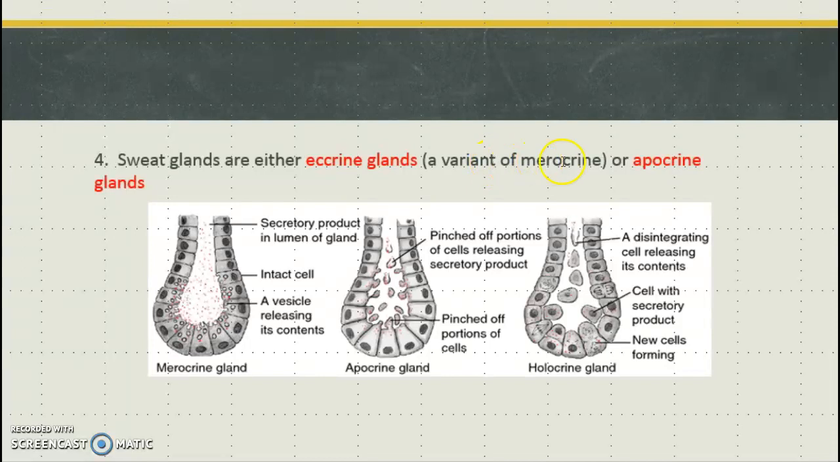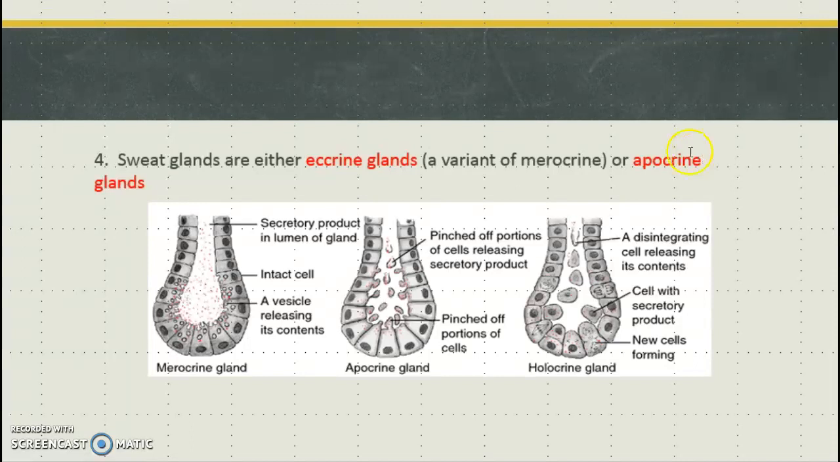Sometimes they can be called apocrine glands, although they function not like apocrine. They function exactly like merocrine. So why they're even called apocrine is probably going back to a time before we actually learned a little bit more about these glands.